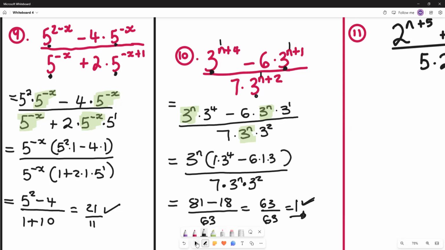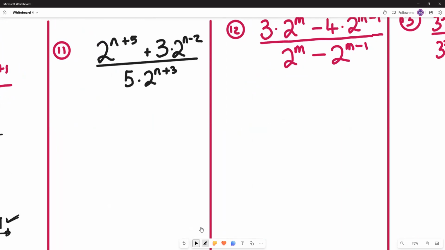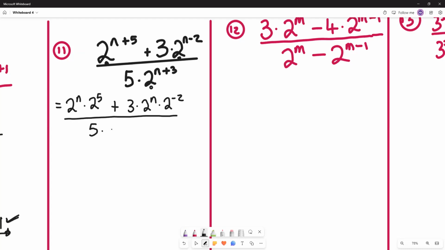Right. Awesome. So now let's go to 11. Let's go to 11, ladies and gents. So in 11, I'm still adding, so I need to trace my bases with letters. So those are my bases with letters. I need to split them. So there, and then there. Right, this becomes 2 to the power n multiplied by 2 to the power 5 plus 3 times 2 to the power n times 2 to the power negative 2 all over 5 multiplied by 2 to the power n multiplied by 2 to the power 3.